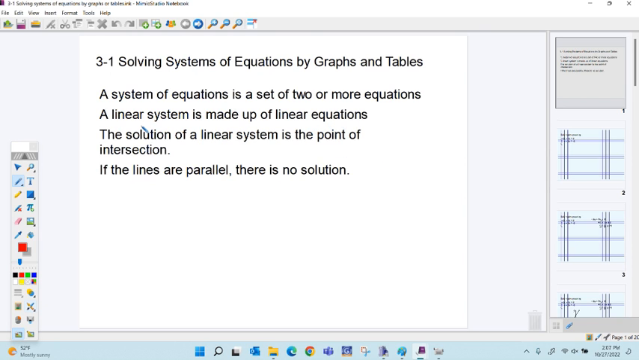Okay, so a linear system is where we're starting, where you have two lines. The solution is the point of intersection of the two lines. And if for whatever reason you've got parallel lines, you would find that there's no solution, because there's no place where they intersect. There's nothing in common.